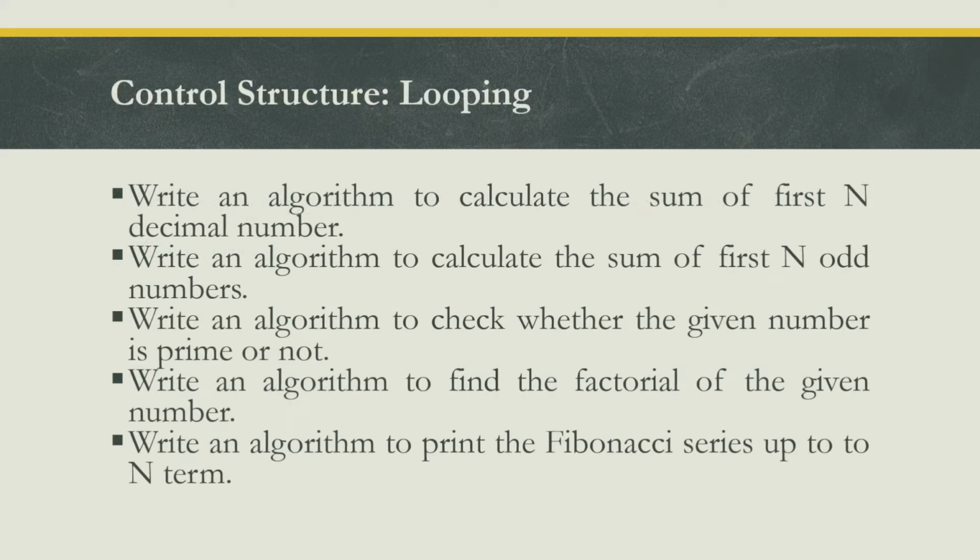So in this video lecture, I will solve 5 different problems of an algorithm using looping control structure. Very first problem is to calculate the sum of first n decimal numbers. Second is to calculate the sum of first n odd numbers. Third is to check whether the given number is prime or not. So to understand the logic for this problem, that is third one, you must have idea about the prime number. Fourth is to find the factorial of the given number. Same as the third one, you must have idea about the factorial number. And the fifth one is to print the Fibonacci series up to n terms. So again, in this case also you must have idea about the Fibonacci series.